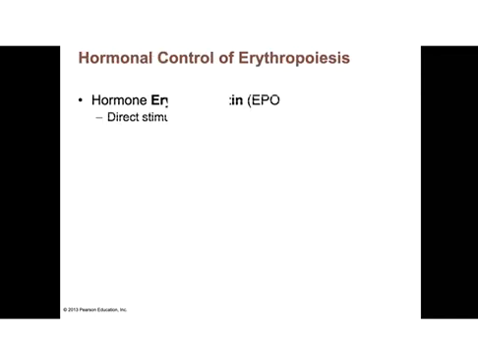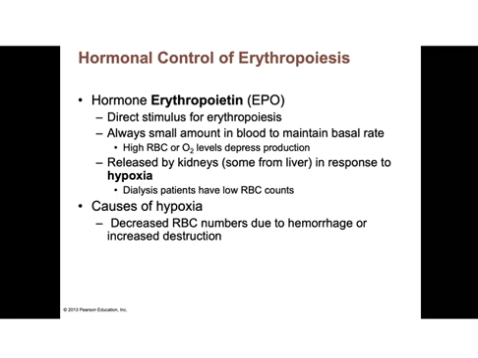Okay, so that's erythropoietin, right? High red cell or high oxygen levels are going to reduce production, and the reverse is going to increase production. Okay, hypoxia is sensed by the kidneys and the liver, and that is going to jack up your rate of erythropoiesis.